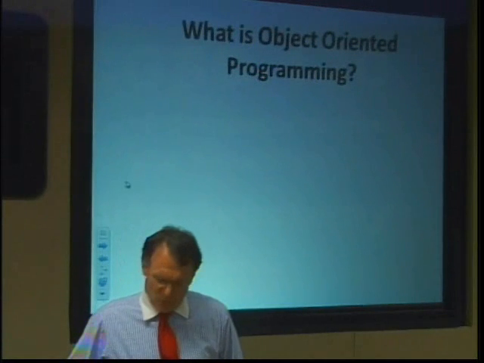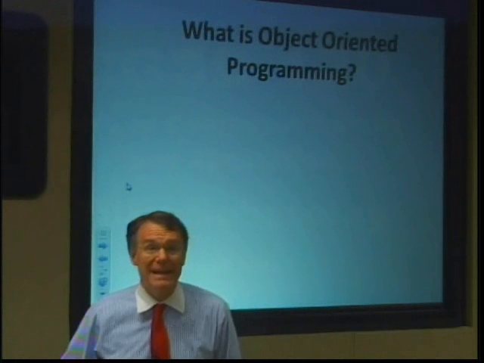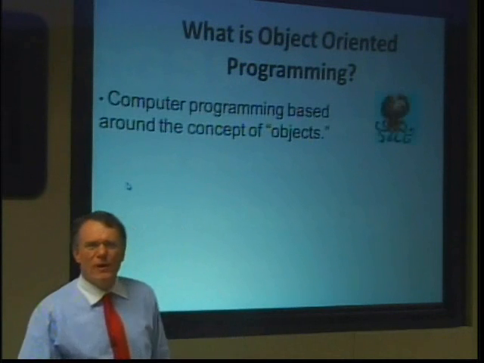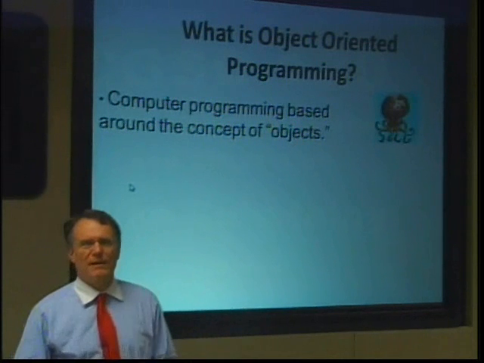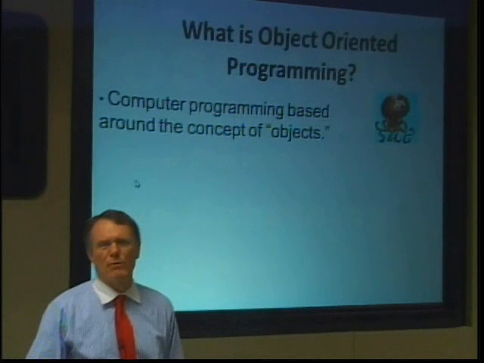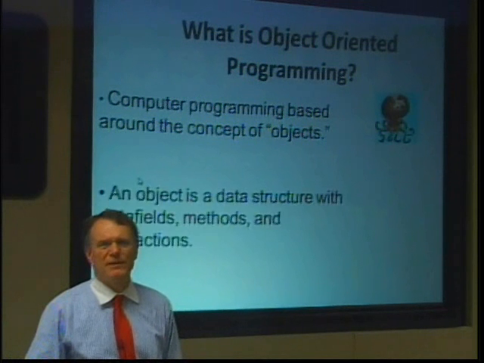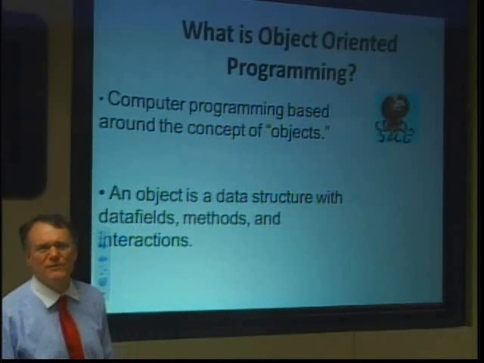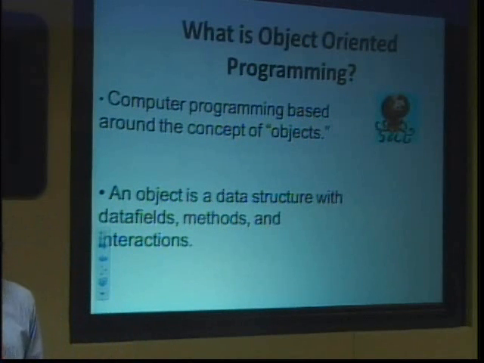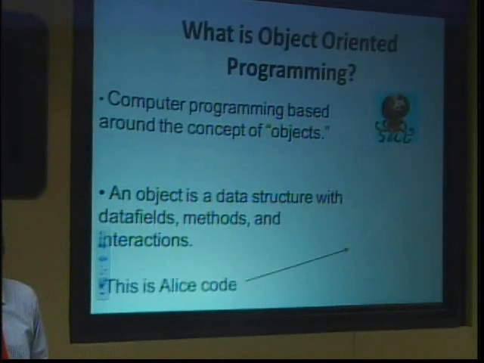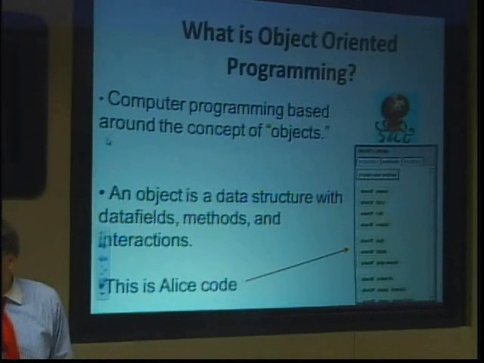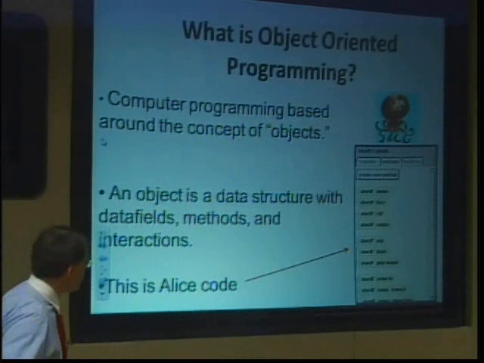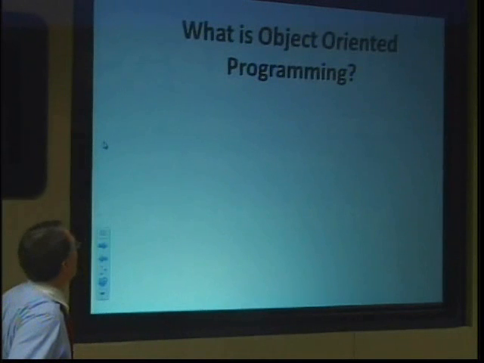All right, let's talk about what this thing, object-oriented programming, is. It's a computer programming concept based around objects. Object, we've got an image of the big legs there from Super Rainbow Reef. That would be an example of an object. It's a data structure with data fields, methods, and interactions with other things in your program. This is some Alice code there showing objects, methods that go along with an object. That object would be called Sheriff. You could read that text there.